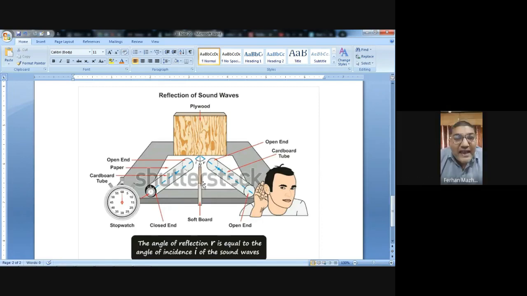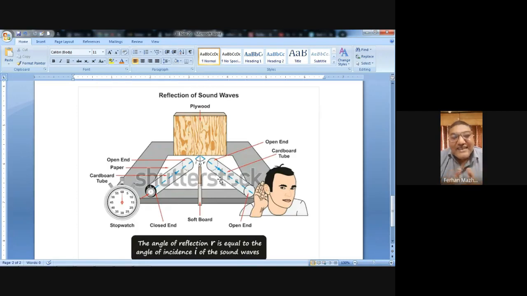Then, with the help of a protractor, measure the angle between the incident sound wave and the normal. That will be the angle of incidence, and measure the angle of reflection between the reflected sound waves and the normal. That will be the angle of reflection. And to your amusement and to your wonder, you will find that the angle of incidence and the angle of reflection will be equal to each other.